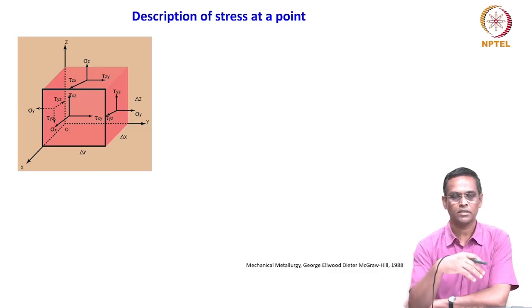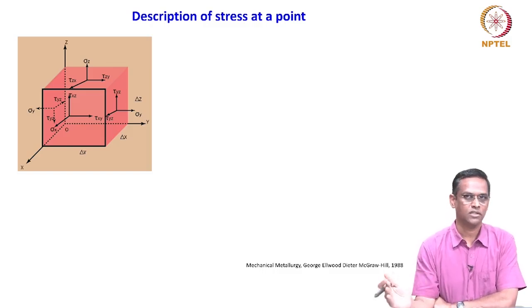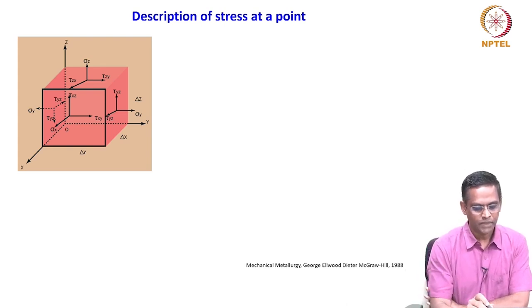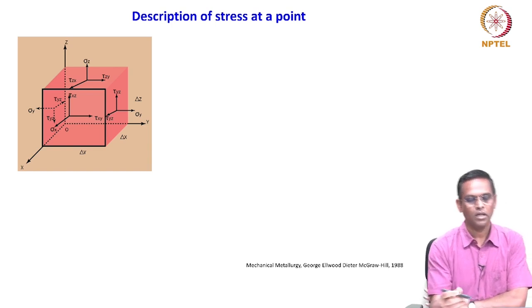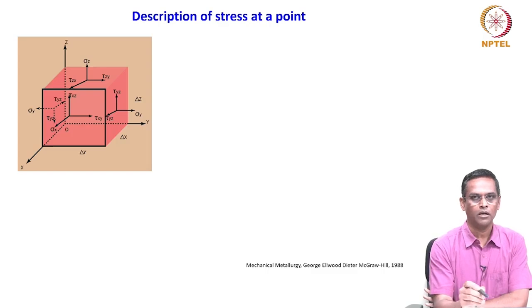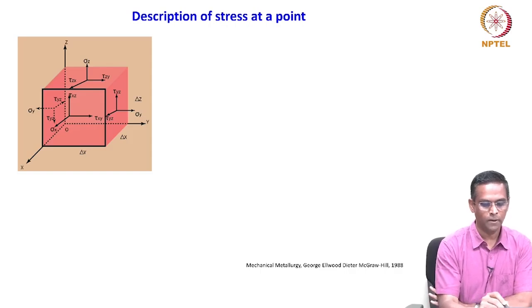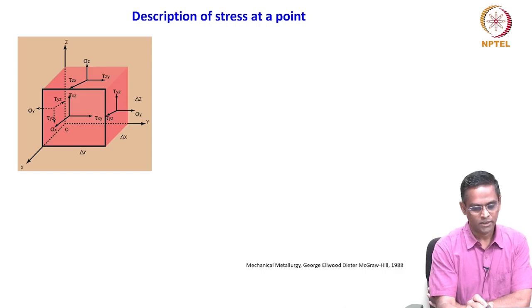a total stress, it is always convenient to resolve into a normal stress and a shear stress, right? That is what is shown in each of these faces. For example, you have this sigma y and sigma x and sigma z. They are all normal stresses, that is, they are perpendicular to the plane. This is a y plane and this is an x plane and this is a z plane. They are normal to this direction and that direction. So they are called normal stress.